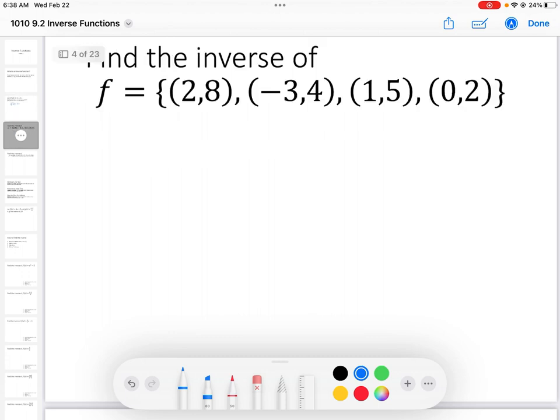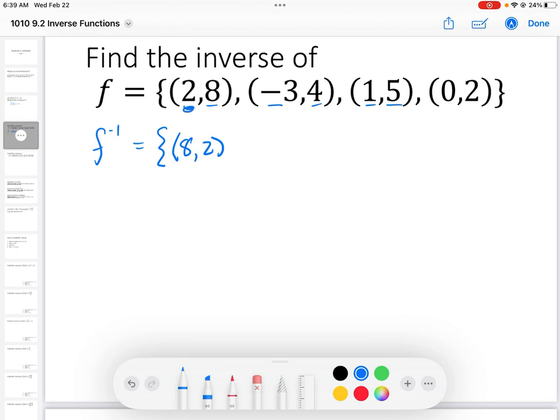And you can have the inverse of relatively simple functions like this one, because if the original function has an input of 2 and gives you out an 8, or an input of negative 3 and gives out a 4, input of 1 gives out a 5, etc., then the inverse function is basically going to be the set where all of the x and y pairs are switched. Because the inverse function needs to undo the original function.